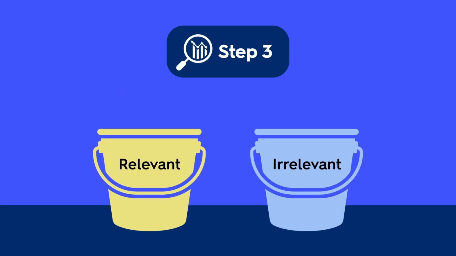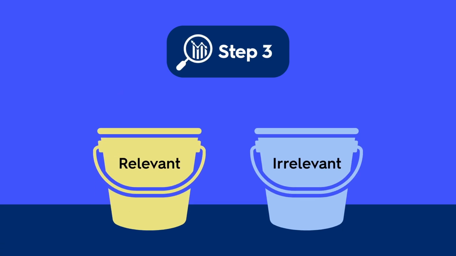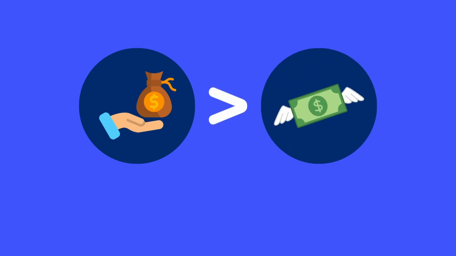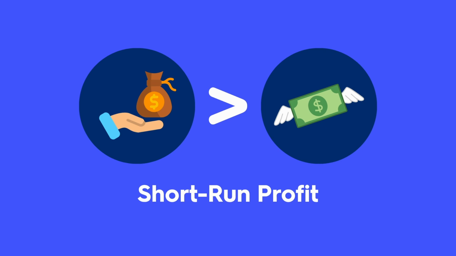Now we do the financial analysis. Relevant items are the ones that change between choices, like extra materials, extra labor, extra shipping, and the added revenue from the order. Irrelevant items, like factory rent or past design costs, stay the same and should not drive the decision. If the extra revenue is greater than the extra costs required to fill the order, it may help short-run profit, but that is not the whole story.